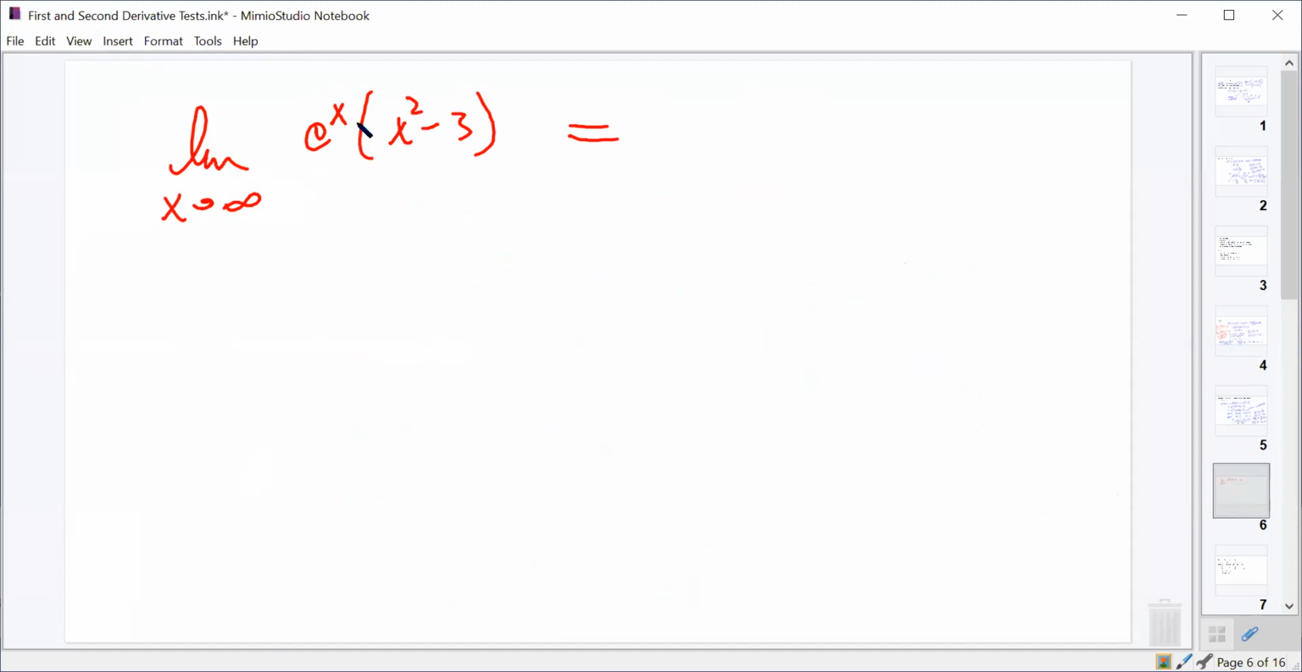e to the x is infinity, right? And x squared minus 3 is infinity. So I have an infinity times an infinity, which is just going to make it bigger. Infinity, right? What about the limit as x approaches negative infinity of e to the x times x squared minus 3?